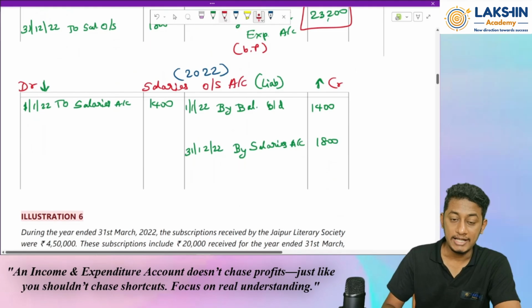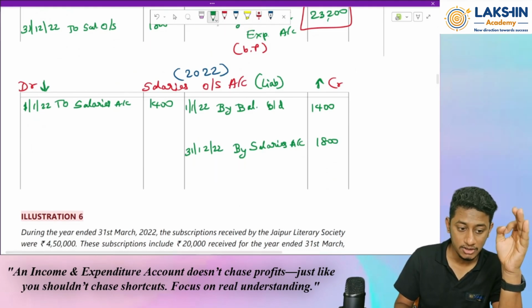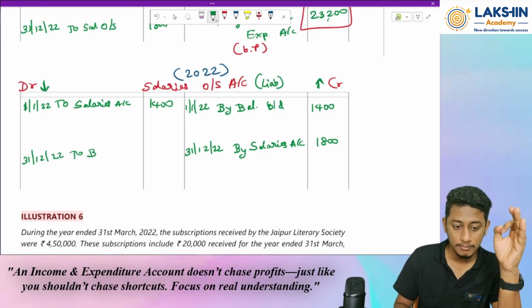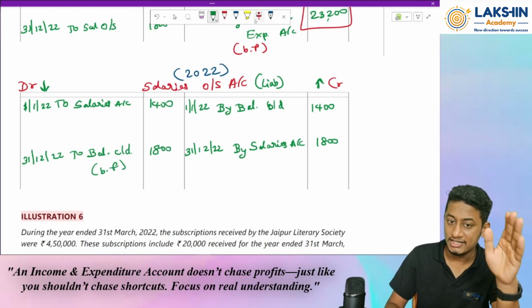Now, at the end of the day, I need to close the account. How will I close the account? Again, balance it off. To balance carried on, which is my balancing figure in this case. So how much will that be? Again, rupees 1800 only.